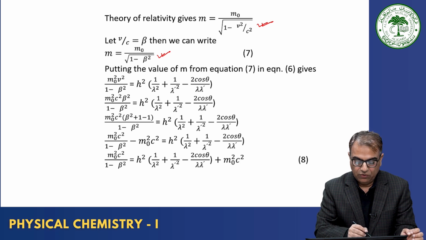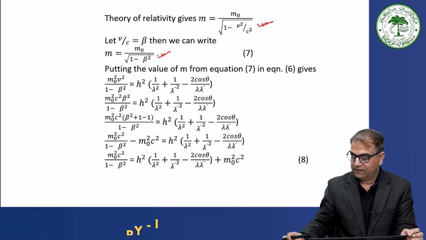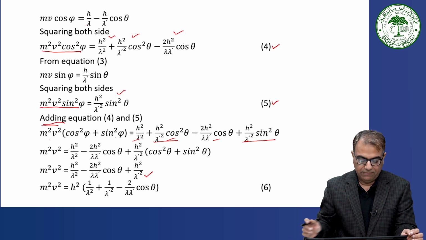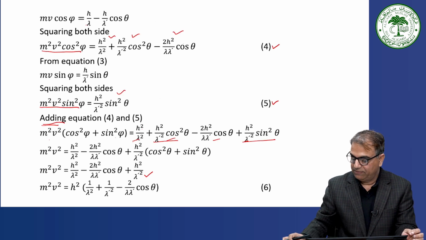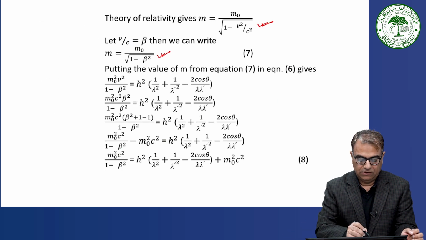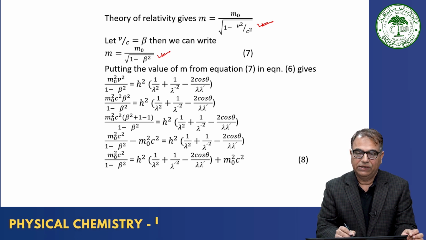If we put this value in the previous equation, equation 6, you see we have m square v square. So instead of m square v square, you can write m naught square divided by 1 minus beta square, and then v square remains and the RHS remains the same, which was in equation 6.